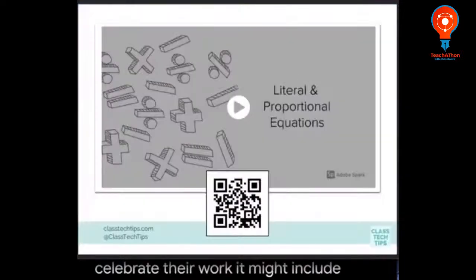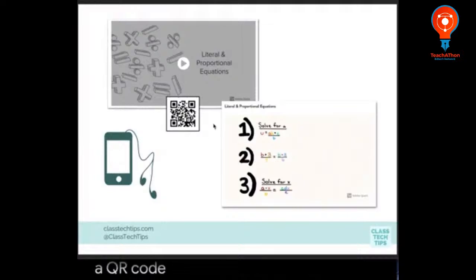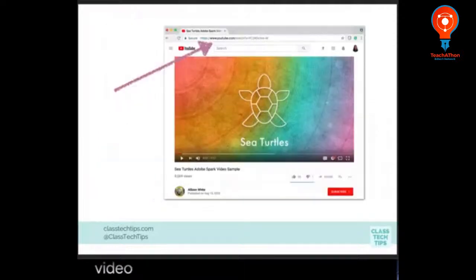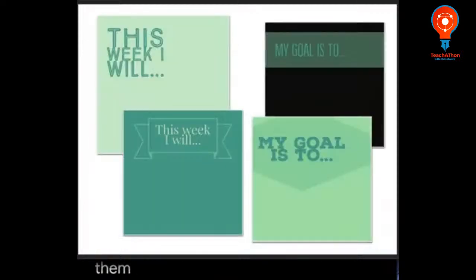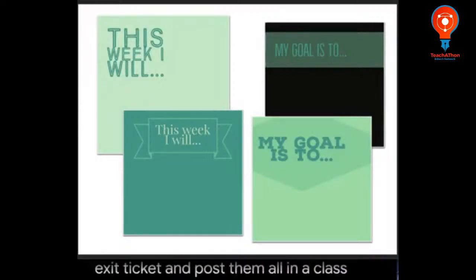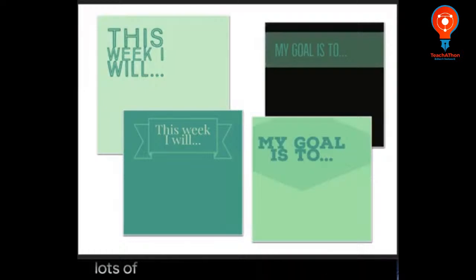It might include adding a QR code so a student can scan a QR code and go straight to a video like our literal and proportional equations video. You might have students post something on YouTube that they've made if the permissions are there for them to do that. Or you might even have them do that quick share out like the exit ticket and post them all in a class spot like Google Classroom or Teams or in Seesaw, you name it. So lots of things to consider.